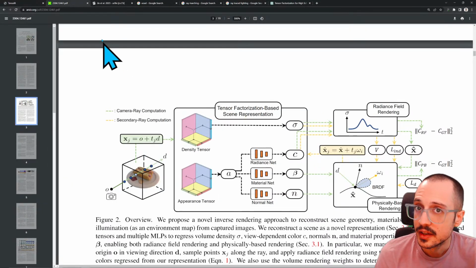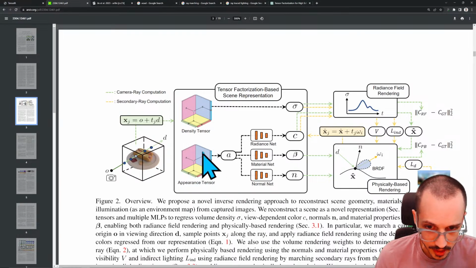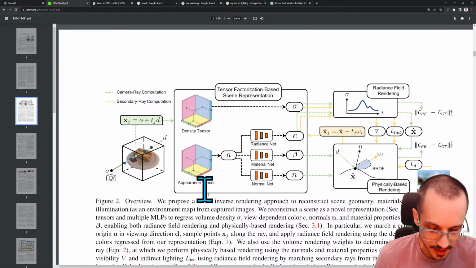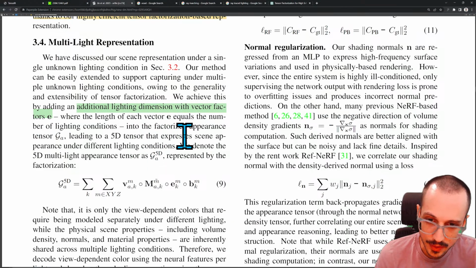Okay, so up until now, the density tensor was 3-dimensional and the appearance tensor was 4-dimensional. But now they're going to add a 5th dimension to the appearance tensor that's going to represent the different lighting conditions.